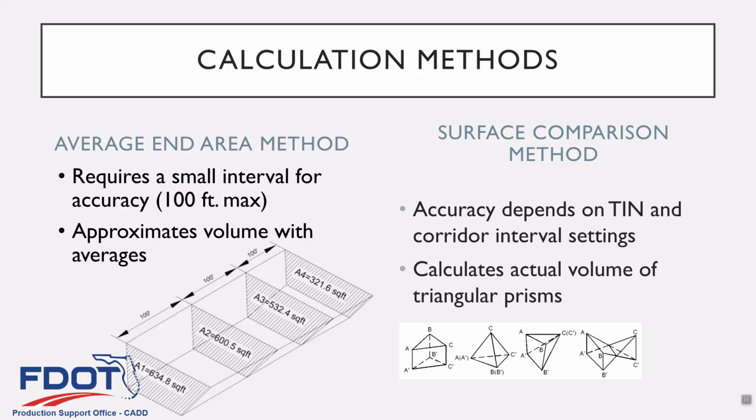How it works, if you're not as familiar with it: if you want to get more accurate, the main thing is you have to decrease the interval, and 100 feet is really the max interval you could have for cross sections. And you've got to remember too, it's an approximation, because you're essentially taking an average between that interval.